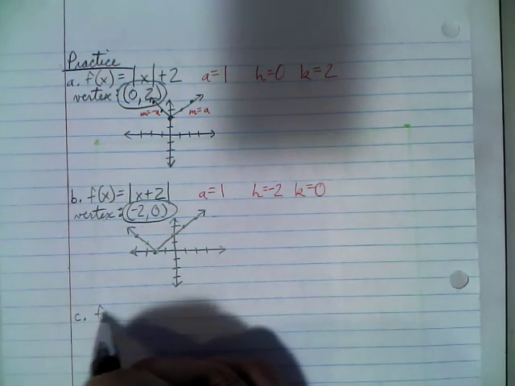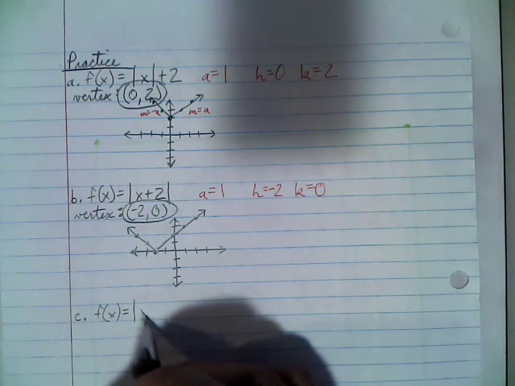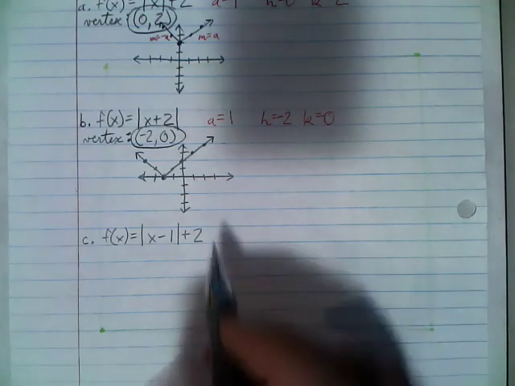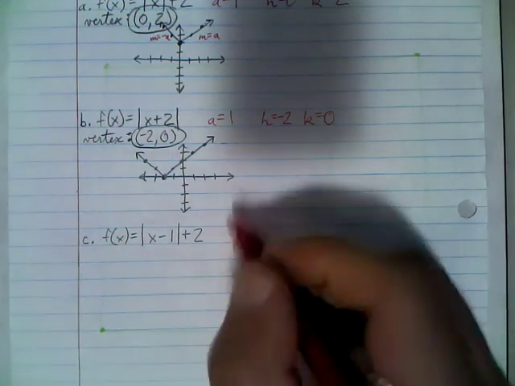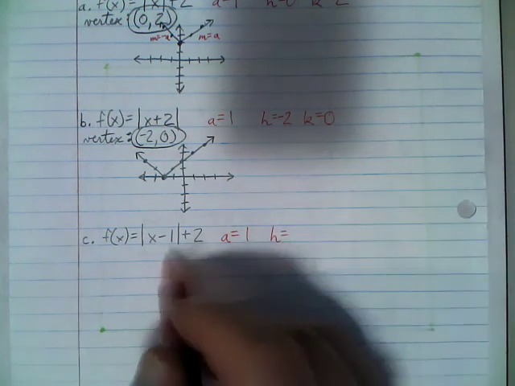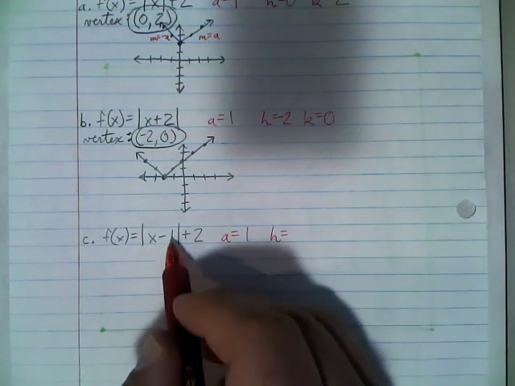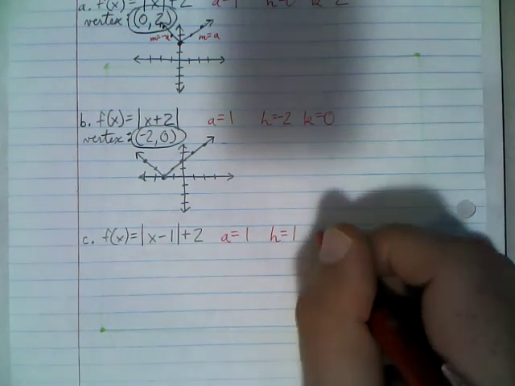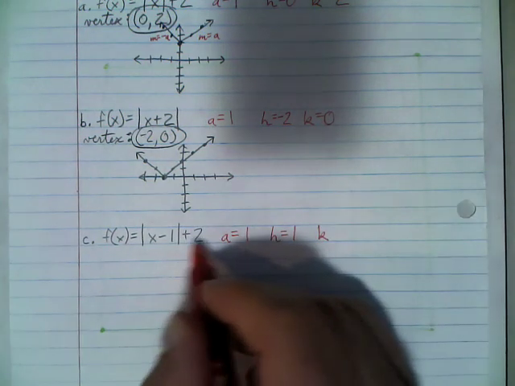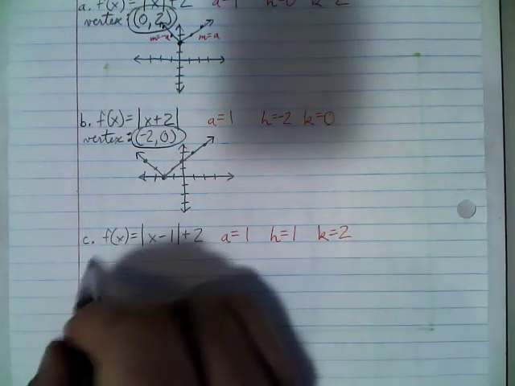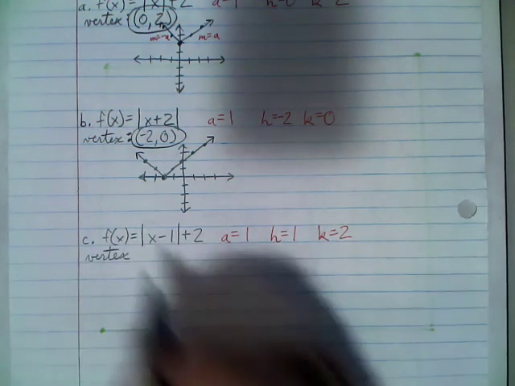Letter C, we have f of x equals the absolute value of x minus 1 plus 2. So now I want to think through things again. So A this time is still a 1. H this time, remember, it's minus h, so it's going to be the opposite of whatever we see. It looks like a negative 1, means it's really a positive 1. And then k is plus k, so it's exactly what you see. It looks like a positive 2. It is a positive 2, which means that my vertex is 1, 2.